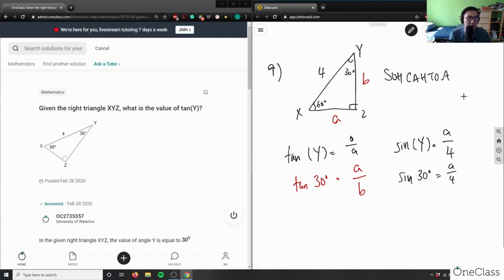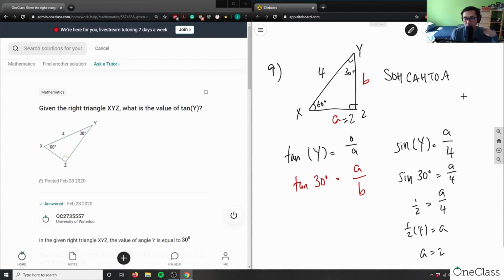I can plug sine 30 into my calculator, and I would get half. So sine 30 equals half, or half equals A over 4. I can multiply both sides by 4 to solve for A. So half times 4 equals A, and A here equals 2. So I know now that A here equals 2.